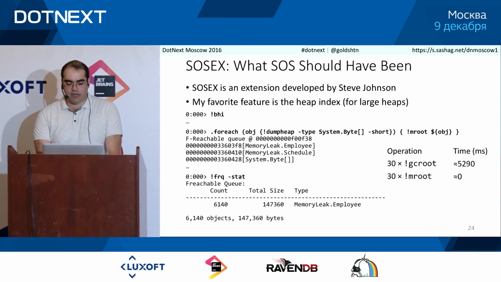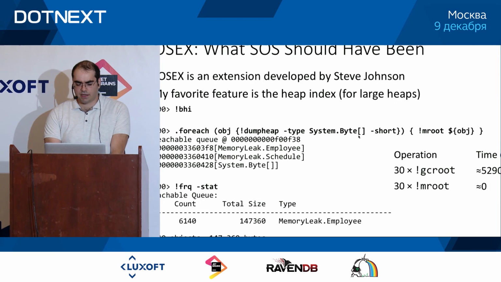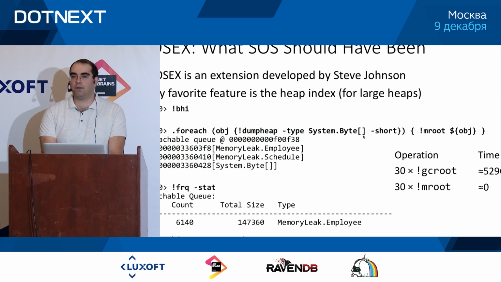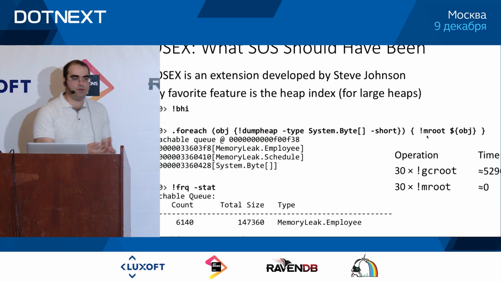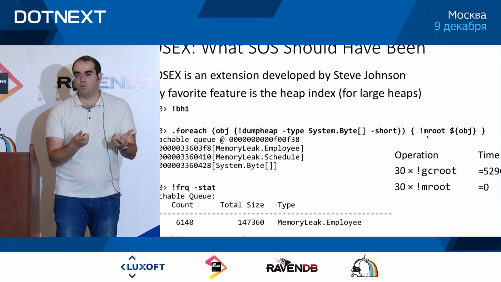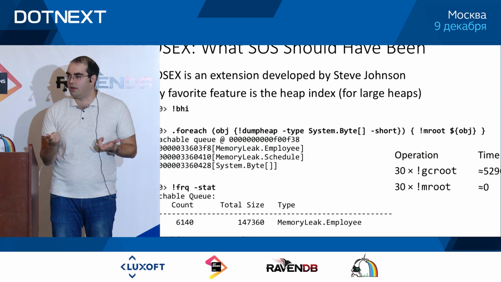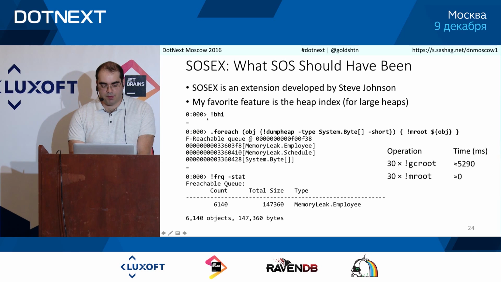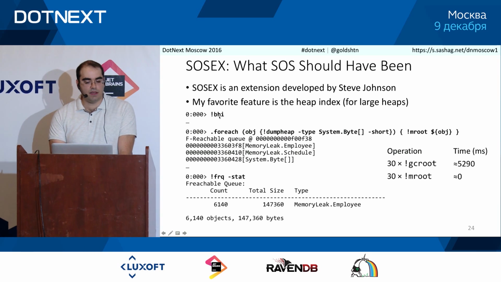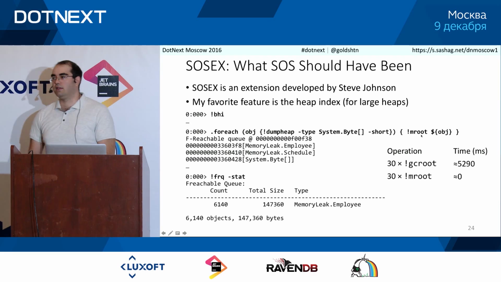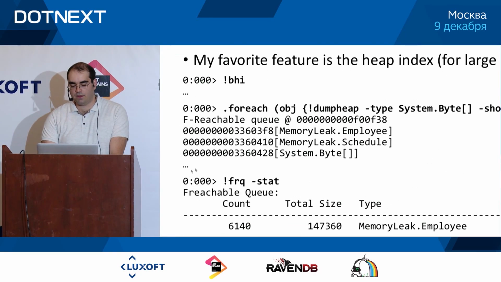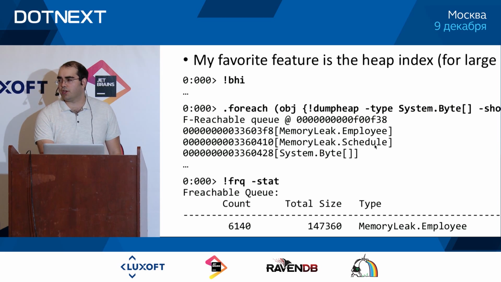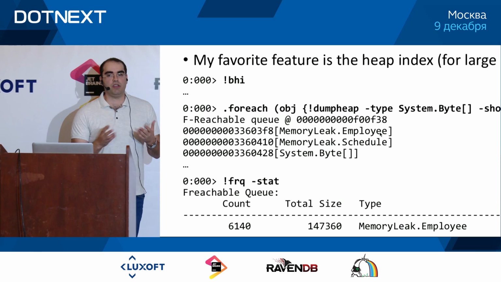So this example I ran here is basically running a loop, again a foreach loop. For each byte array on my heap, I want to find who is referencing that byte array. Why is that byte array still alive? I probably have a memory leak of byte arrays. The bhi command builds the index, and the mroot command uses the index to tell me, for example, that this byte array object here is referenced by this schedule object, which is referenced by this employee object.